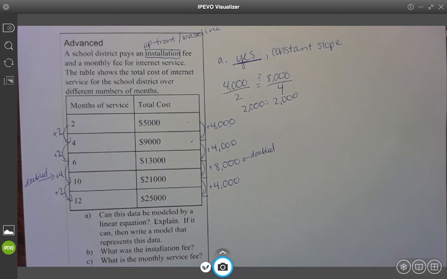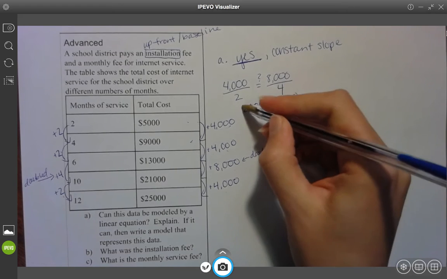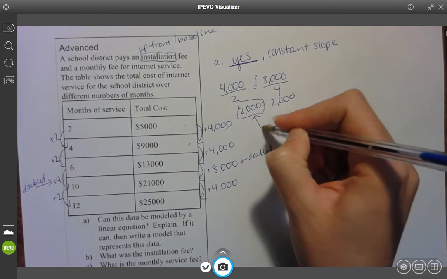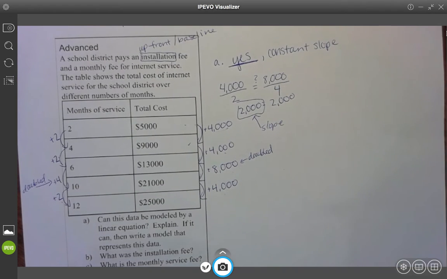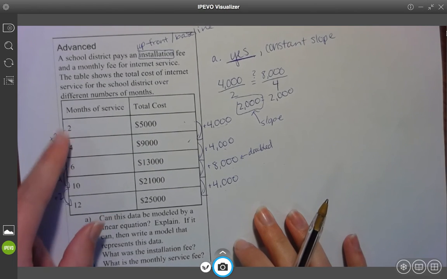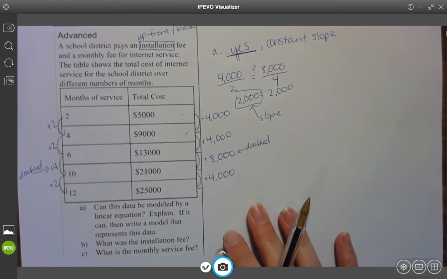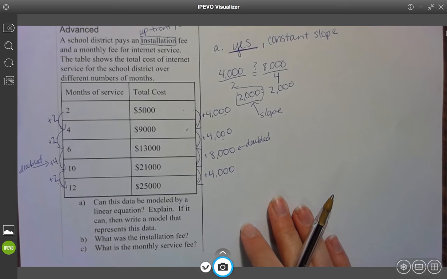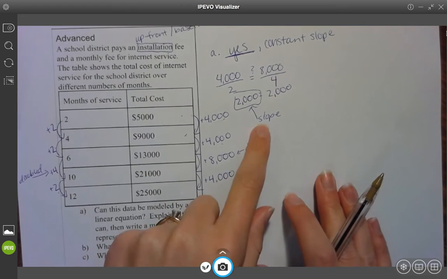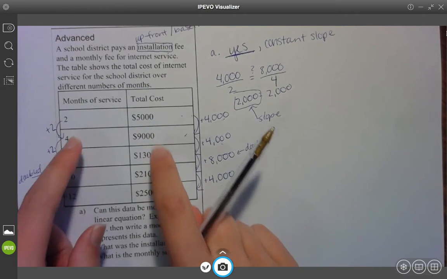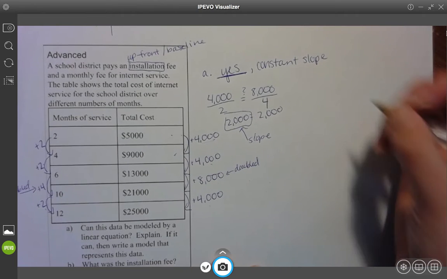We can use slope-intercept. Okay, for that we would need our slope, which we have, right? This is our slope. And we need our y-intercept. Our y-intercept is where x is 0, but we don't have where x is 0, so that might not be as easy. We could do point slope because we have our slope and we have points. Let's do that.